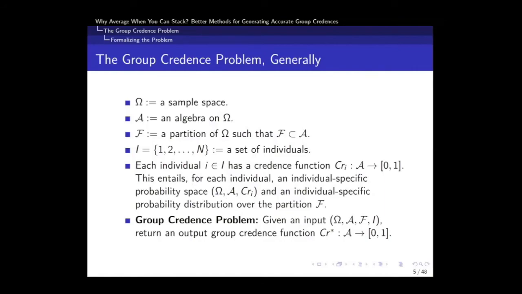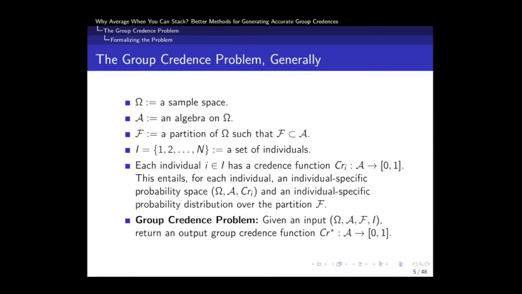With that all in place, we can define the group credence problem: given an input consisting of a quadruple containing the sample space, the algebra, the partition, and the set of individuals, each with their own credence functions and their own individual-specific credal probability space, return an output group credence function from the algebra into the unit interval. And I should say, it's standard terminology these days in formal epistemology.